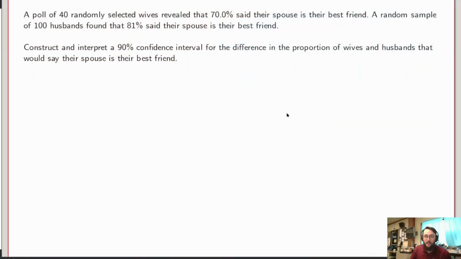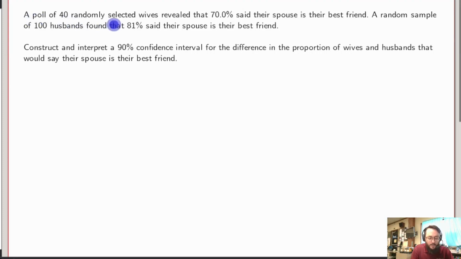Hey everyone, Mr. Armitage here, and in this video, I'm giving a little extra example of constructing a confidence interval for a difference of proportions. Okay, so here we have an example, pulled straight from Sapling, actually.